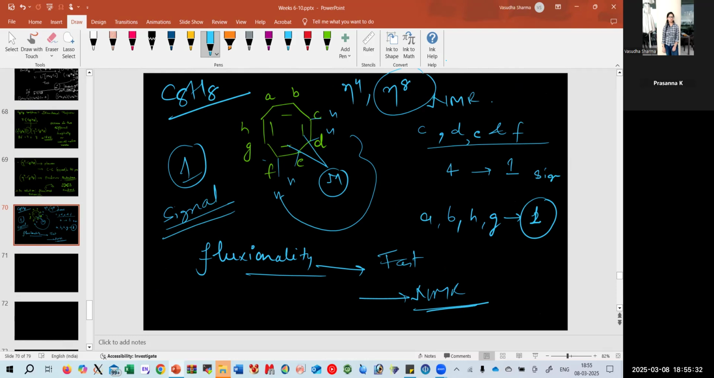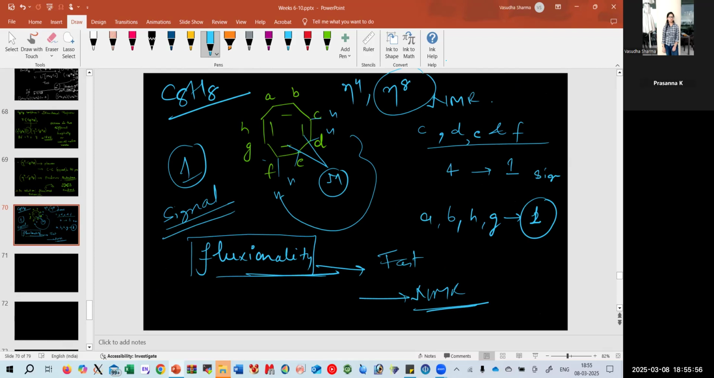having a fluxionality behavior, where the metal coordination can be exchanged with the other centers. And once that happens, you will end up having a very fast exchange, and you will end up having only one signal. If you froze your sample, if you record the NMR at low temperature, that means you are restricting your fluxionality.